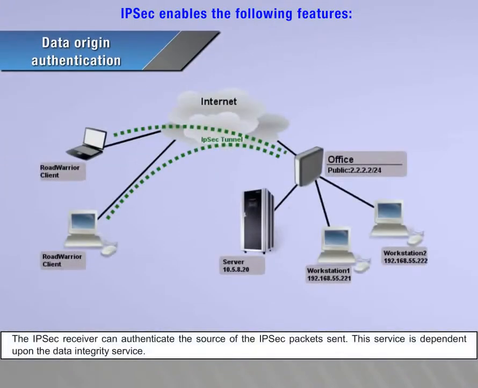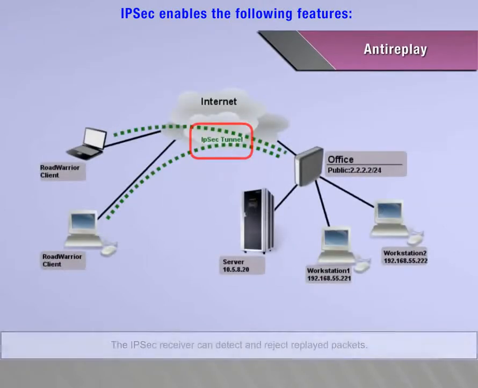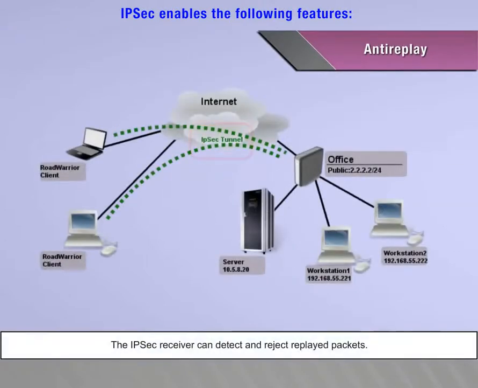Data origin authentication. The IPsec receiver can authenticate the source of the IPsec packet sent. This service is dependent upon the data integrity service. Anti-replay. The IPsec receiver can detect and reject replayed packets.